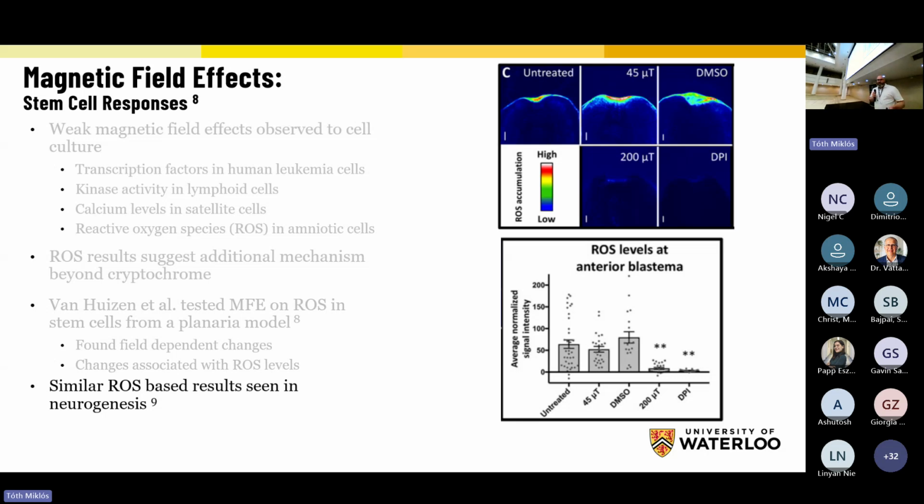So there's been work looking at neurogenesis. And again, they have found that it's dependent on weak magnetic fields, and that it at least correlates with levels of ROS. So there seems to be some sort of relation there between reactive oxygen species and the weak magnetic field. Whether that is tied through an intermediate of cryptochrome remains to be seen.